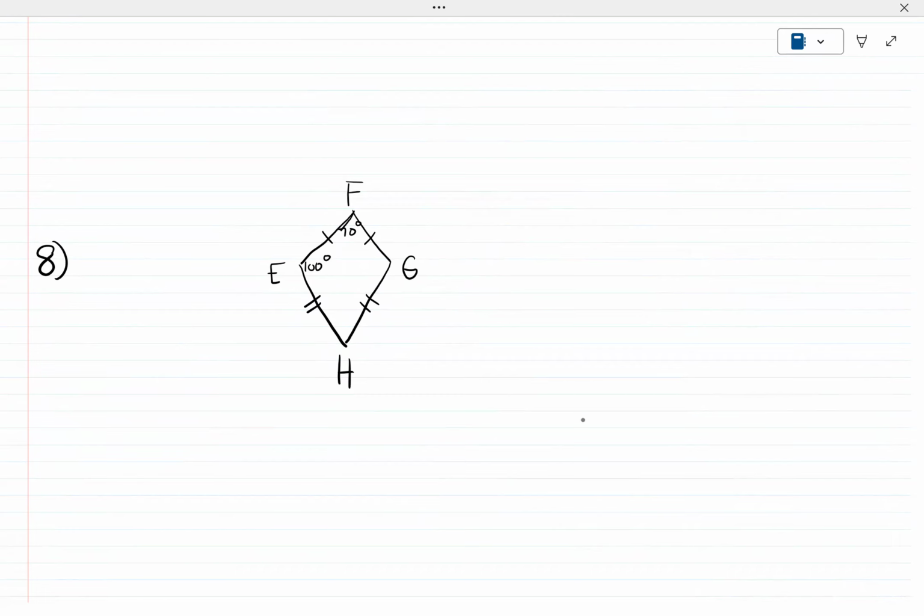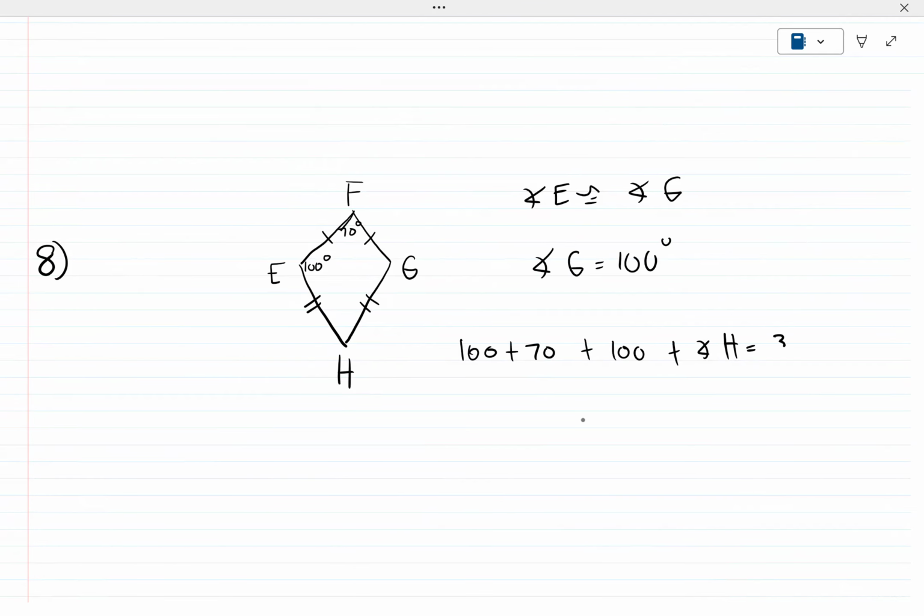We actually know what angle G is because angle E is congruent to angle G, right? Angle E is congruent to angle G, so that means angle G should equal 100 degrees. Now, what about angle H? This is technically a quadrilateral, so you can add up all the angles and set it equal to 360. So it's going to be 100 plus 70 plus angle G, which is also 100, plus angle H, and they should add up to 360.